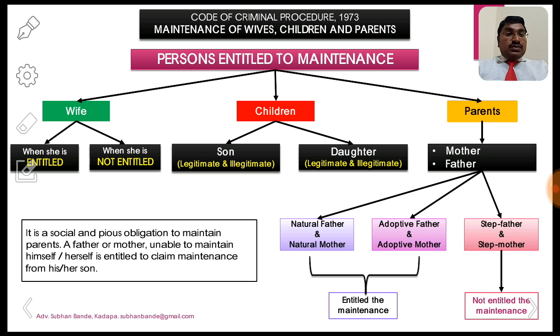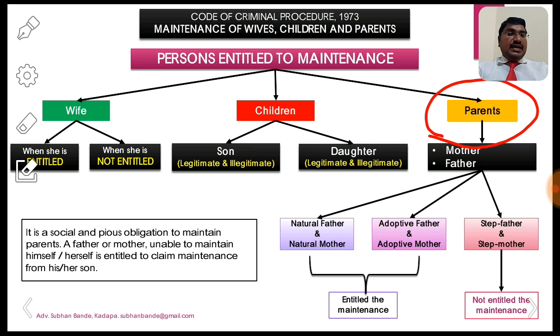Now, the third category of persons who are entitled to maintenance. We have discussed when the wife is entitled to maintenance and when children are entitled to maintenance. Now it's time to discuss when parents have a right to maintenance from their children. Parents include mother and father. It is a social and pious obligation to maintain the parents. A father or mother unable to maintain himself or herself is entitled to claim maintenance from his son or her son.